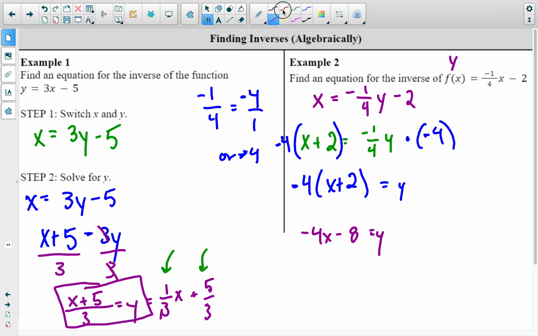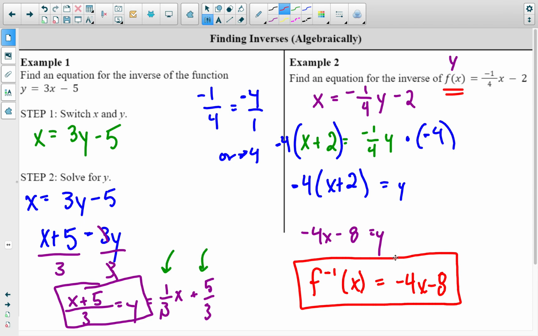Just to be consistent, because they gave us function notation, we want to give our response in function notation. This is how you represent an inverse function: you write f to the negative first power of x instead of your y. So the inverse of f, or f inverse of x, would be negative 4x minus 8.